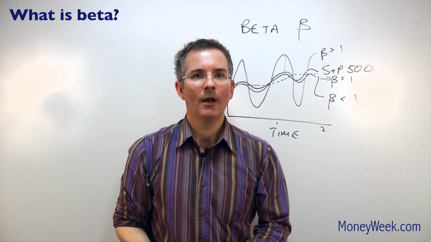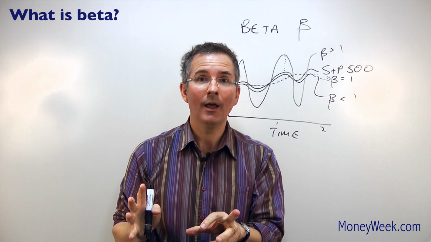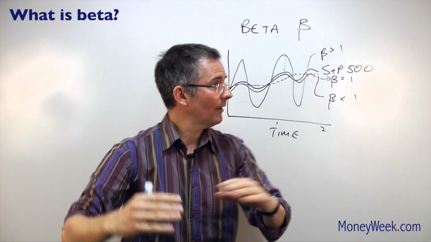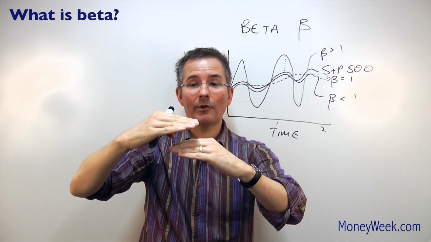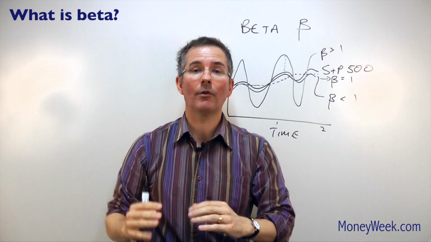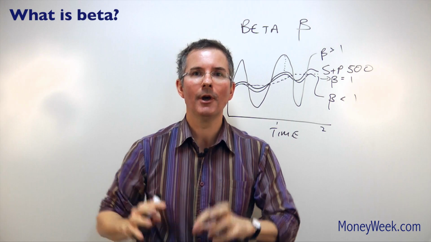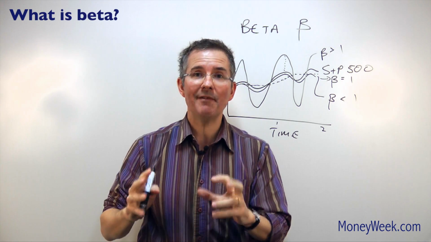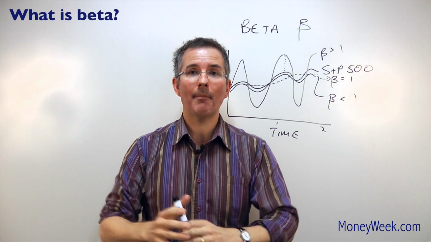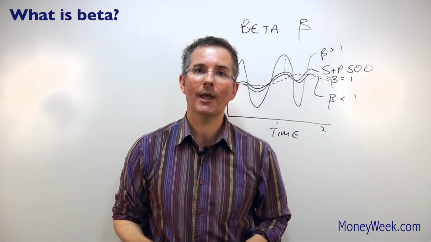And for completeness, is it possible to have a negative beta? Is it possible to have a stock that pretty much does the opposite of what the market's doing? So the market's going up, it's going down. Well, there are one or two inverse exchange traded fund type products around. There are one or two stocks around that do pretty much that. So you can even have a negative beta. And that means that the stock's returns are sort of the opposite of the market, if you like.